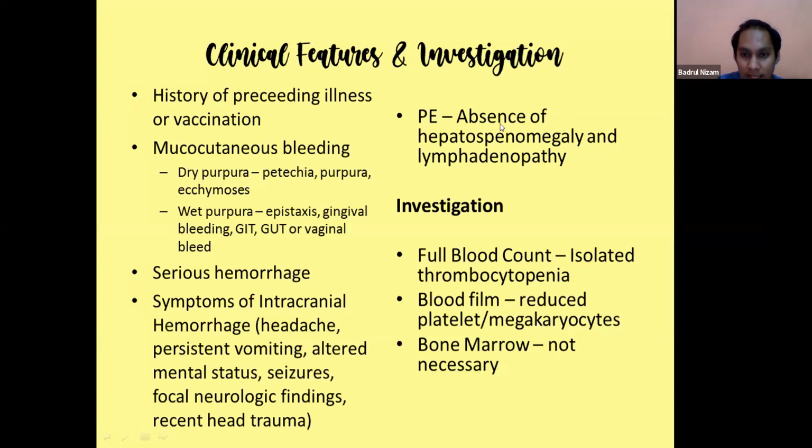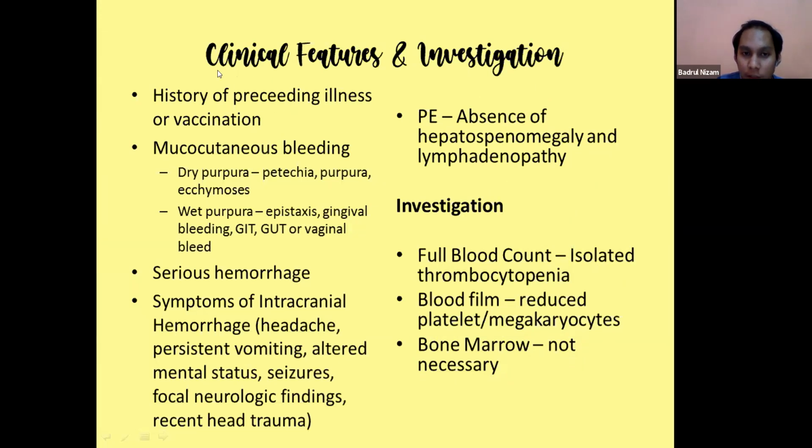Okay, on physical examination, there is no other pathology or significant finding except for the purpura or bruising itself. So for the investigation in immune thrombocytopenic purpura, the full blood count will show isolated thrombocytopenia as the definition, less than 100. And then the blood film may show a reduced number of platelets or the presence of megakaryocytes. And usually the bone marrow is not necessary in the case of immune thrombocytopenic purpura.